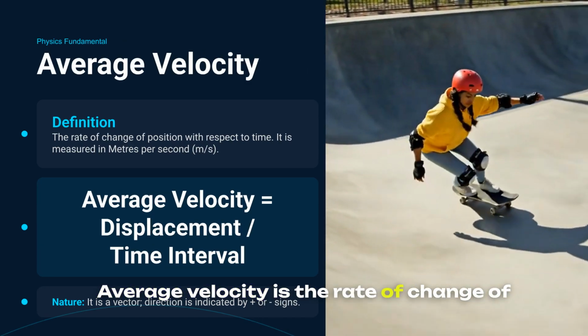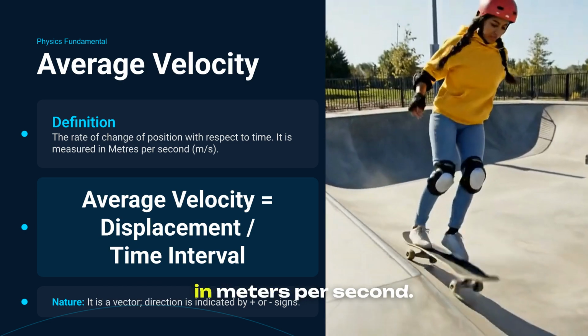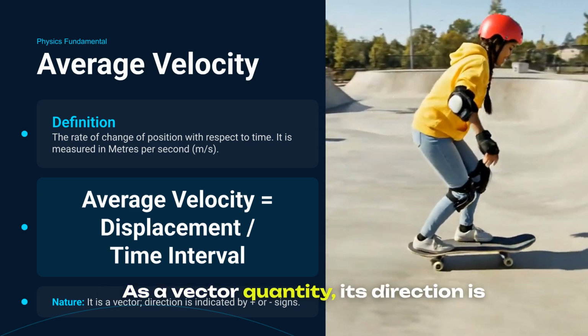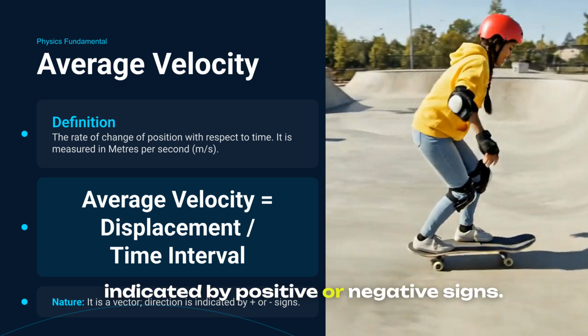Average velocity is the rate of change of position with respect to time, measured in meters per second. It equals displacement divided by the time interval. As a vector quantity, its direction is indicated by positive or negative signs.